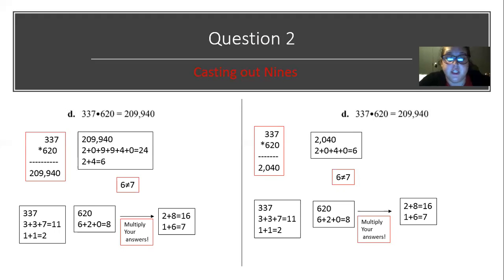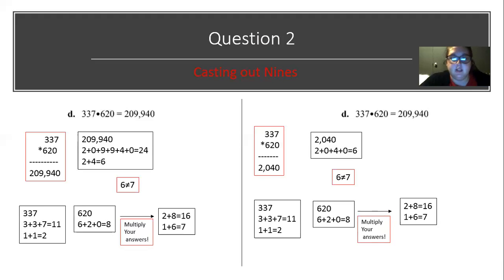But if we draw our attention to the right side of the screen where we casted out the nines, there's nothing in 337 that we could have taken out that would have been equal to 9. So we're going to do this problem exactly the same as we did on the left-hand side, which we're going to get an answer of 2. And then 620, it's the same thing as it was on the other side because there's nothing that we can take out of this number that would equal 9. Again, we're going to multiply those answers and get 2 times 8 equals 16. Break that down further into 1 plus 6 equals 7, just as before.